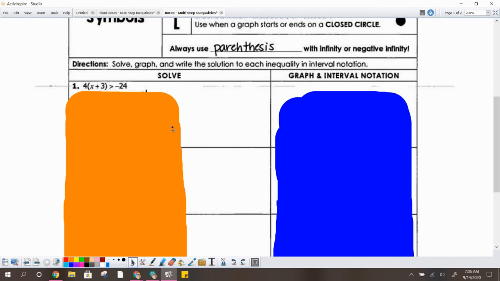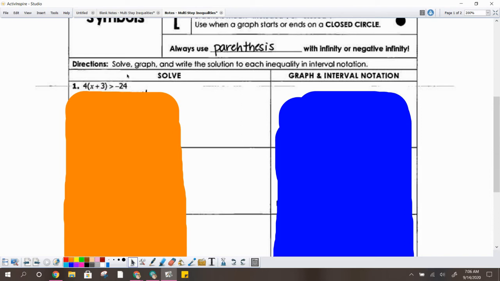So let's look at some examples. Our first example is 4 times parentheses x plus 3 is greater than negative 24. Step 1 is to solve this, and we are solving like we would normally solve an equation. Now remember, there are times when you have to flip that inequality sign. If you are multiplying or dividing by a negative, you need to flip that sign. Normally that's the last step you do, but even if it's not your final step, you still want to flip it. So just keep that in mind.